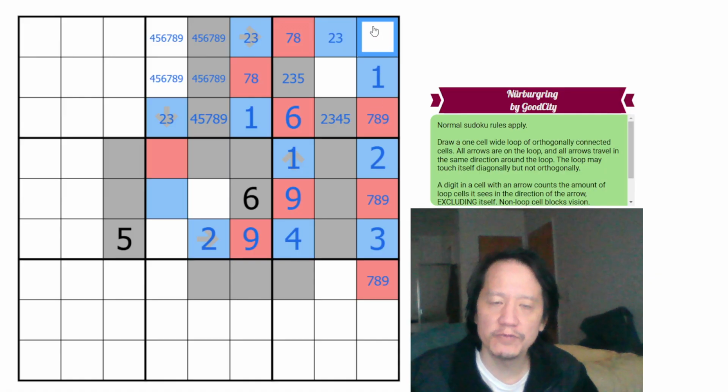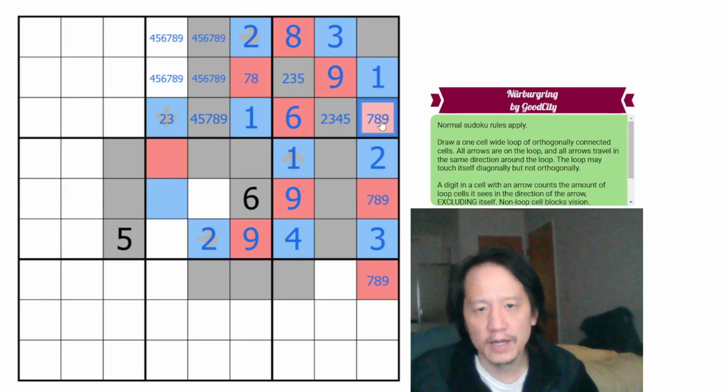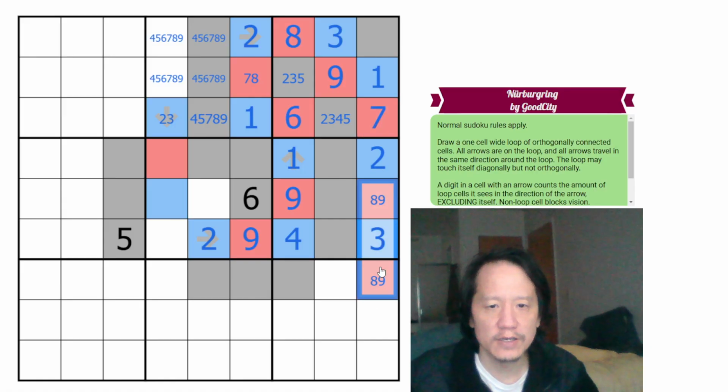Since this can't be 7, 8, or 9, it cannot be next to one of these, both of these. So therefore, this is not on the line. So therefore, this must be on the line. On the loop. This must be on the loop. So this is 7, 8, or 9. This only sees 2 digits now, so this is 3. Which means it has to be next to 8 and 9. So this is 8 and 9, and this is 7. This can't be 7. This can't be 7. We have 8 and 9, 8 and 9.